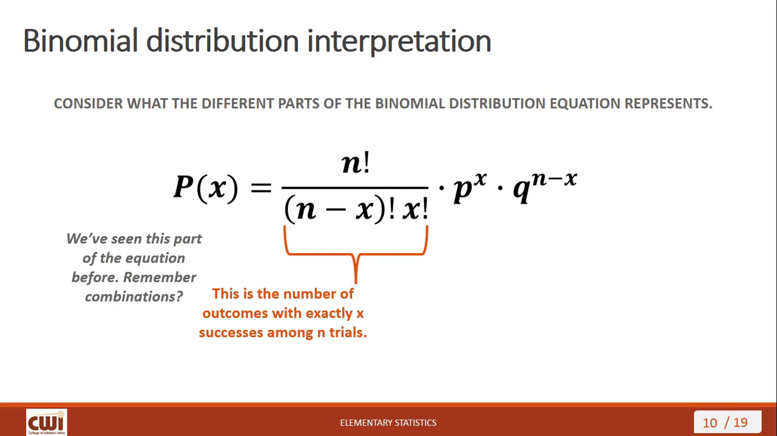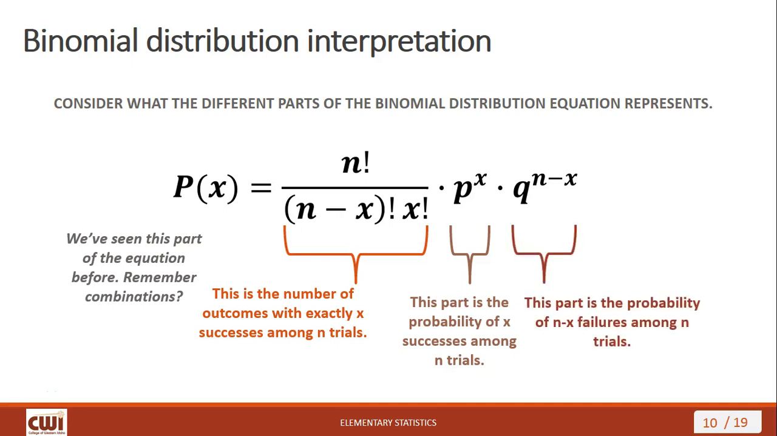So the number of outcomes of exactly x successes among n trials. We don't care about the order of the successes. We just care that there's a certain number of successes when we have a certain number of attempts. So that's the first part of our equation, the total number of outcomes. Then we're going to multiply that by the probability of getting x successes among n trials. So we just take the probability of success and we raise it to the number of times that we're looking for the number of successes. That's the second part. Then the third part is going to be the probability of failures among the n trials.